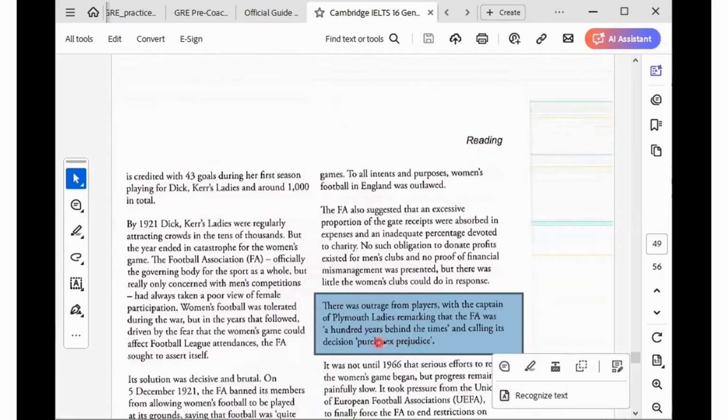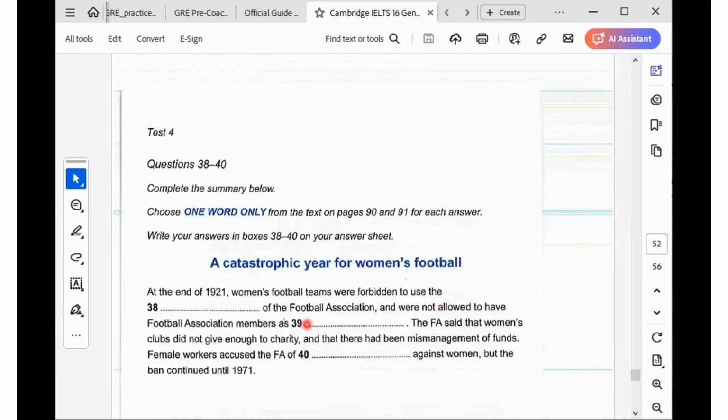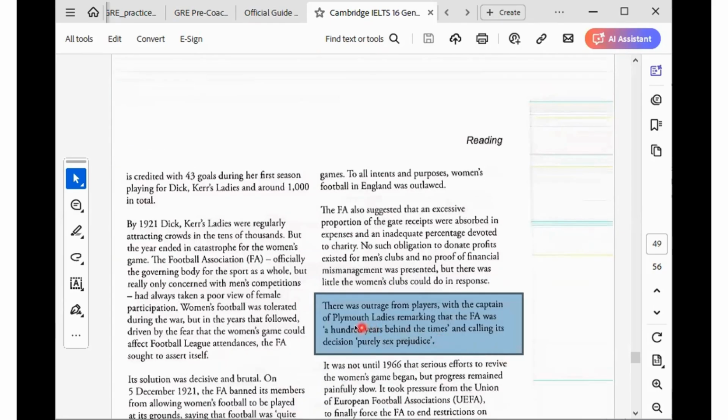Our answer to that gap is going to be here. The female footballers, look at it. The female workers accused the FA of dash against women. So what is going to be the word from this place that I highlighted? What is going to be the word?